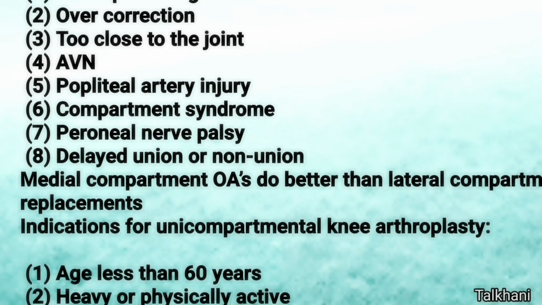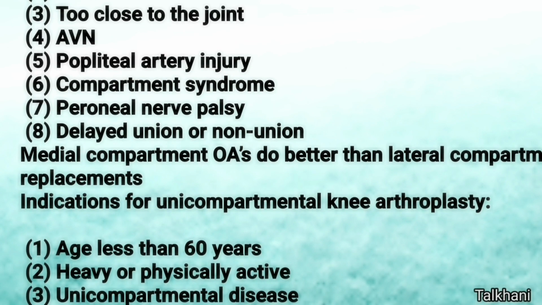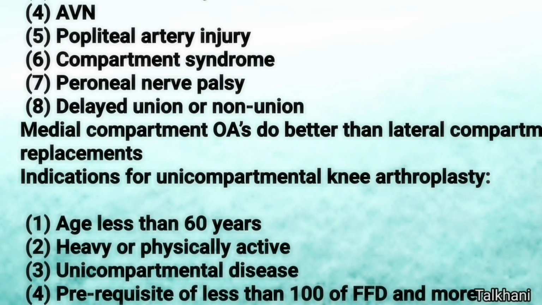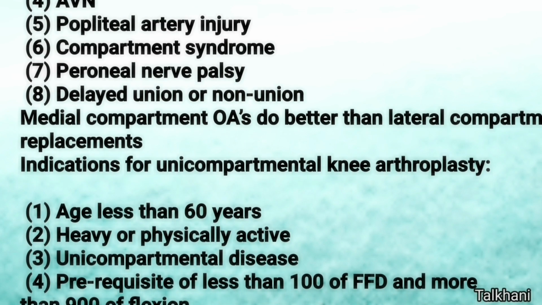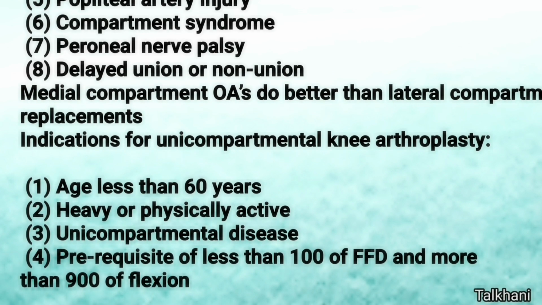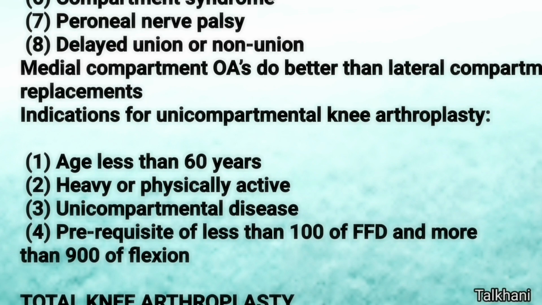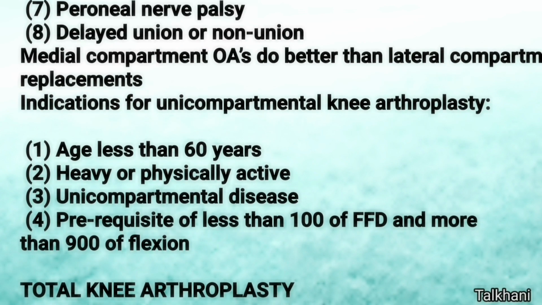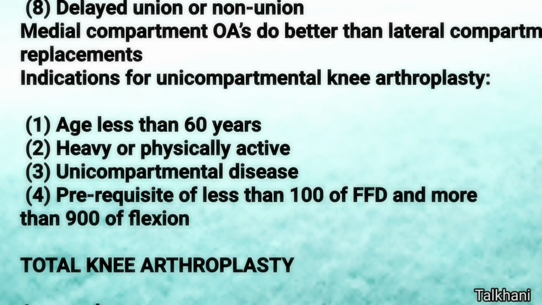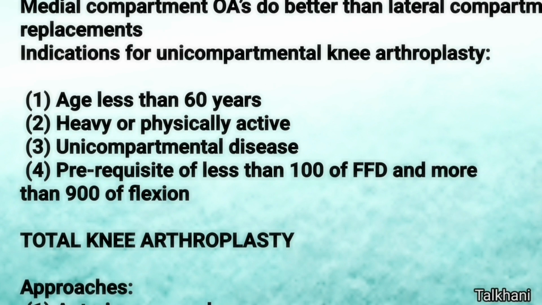Complications of upper tibial osteotomies are: 1. Inadequate valgus correction. 2. Overcorrection. 3. Too close to the joint and intra-articular injuries. 4. Avascular necrosis. 5. Popliteal artery injury. 6. Compartment syndrome. 7. Peroneal nerve palsy. 8. Delayed union or non-union of the osteotomies. Medial compartment osteoarthritis do better than lateral compartment osteoarthritis with unicompartmental joint replacements.